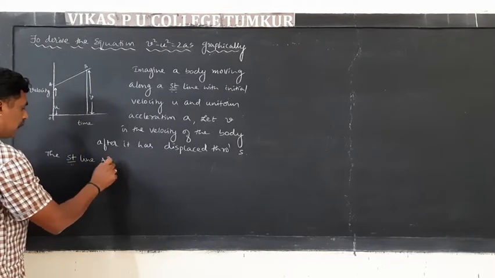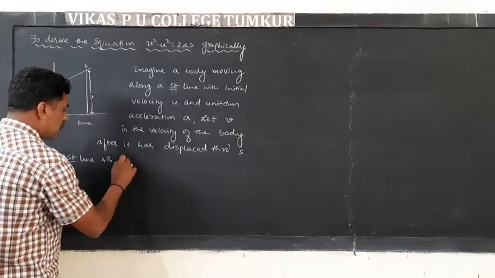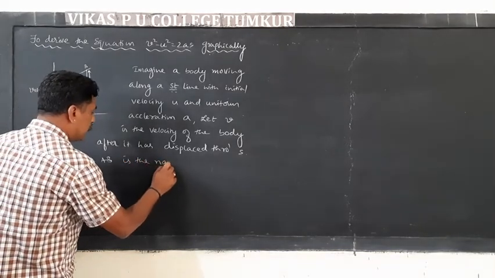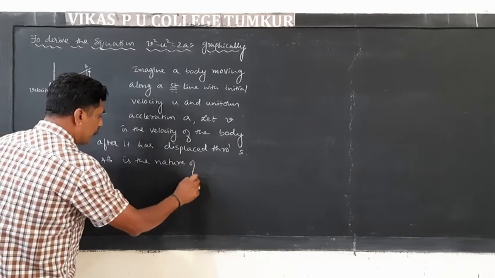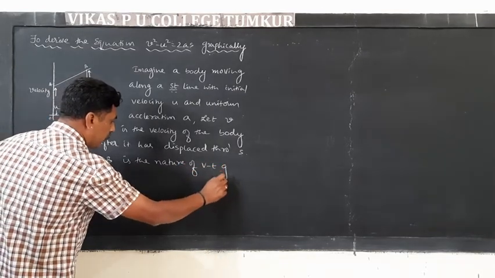AB is the nature of the VT graph for such a motion.